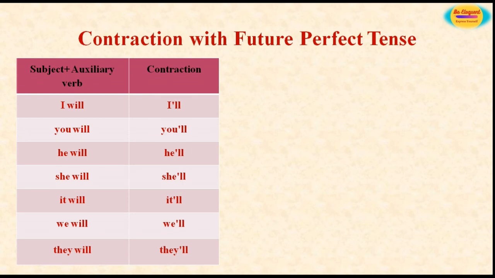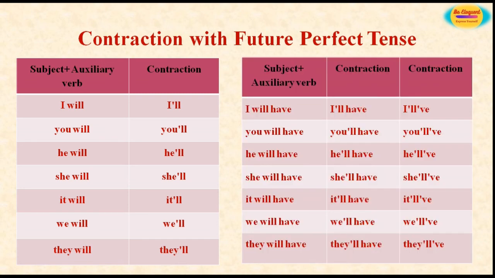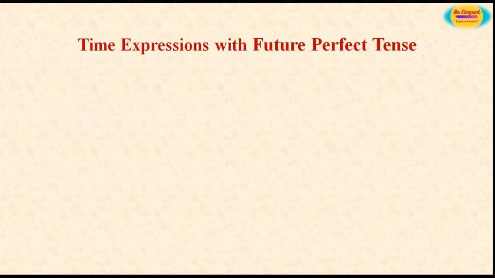Contraction with future perfect tense. In speaking with future perfect tense, we often contract the subject and will. Sometimes we may contract the subject, will, and have all together. Time expressions with future perfect tense.